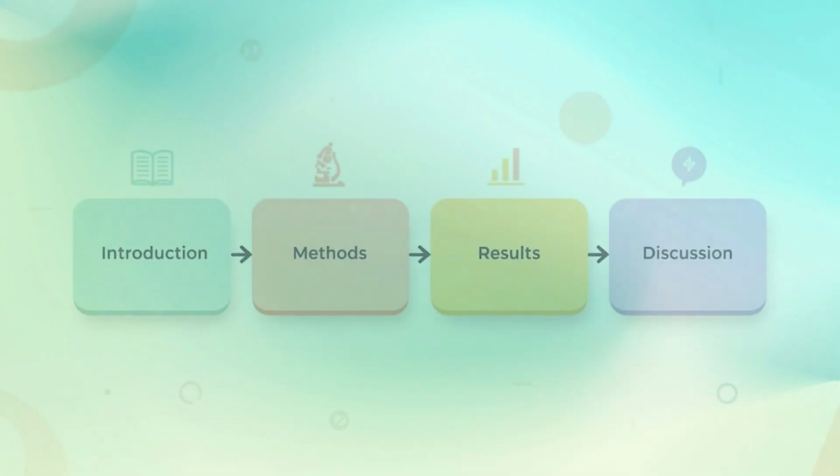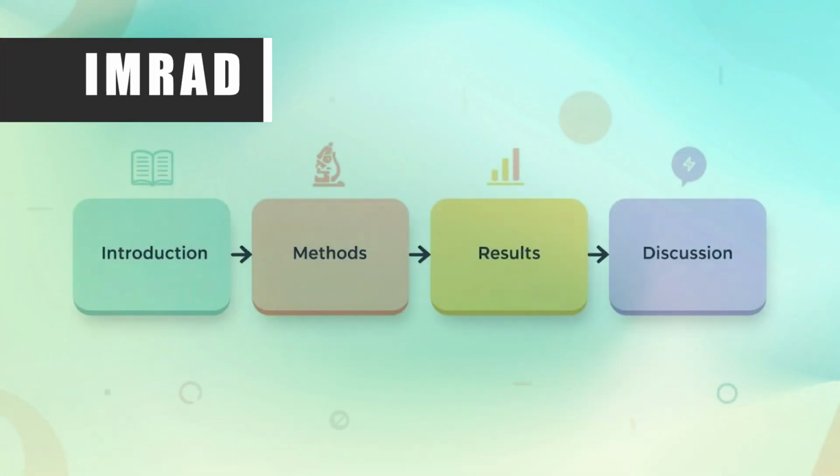The most common structure which is used is called IMRAD. The acronym stands for I, introduction, M, method or methodology, R for results, A is and, and D is for discussion. So this structure helps present research in a logical and easy to follow way.